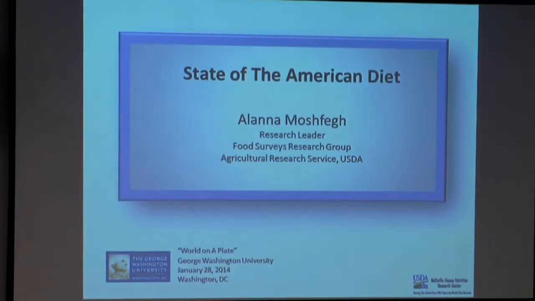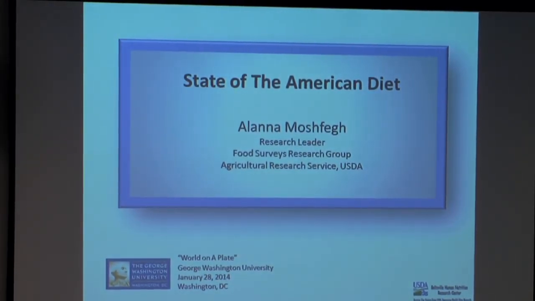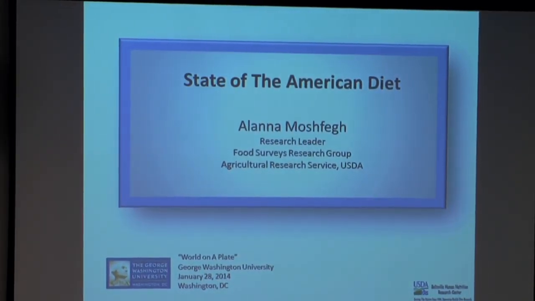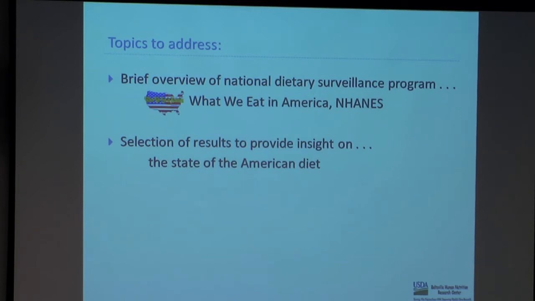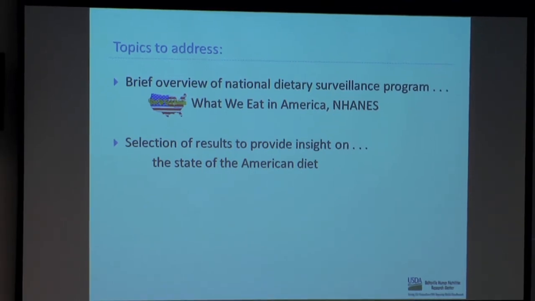And so I'm going to talk about the state of the American diet. My husband always tells me, well, it's easy to talk about that. In 2 words, we eat too much. That's the state of the American diet. There's a little more to it than that. So I'm going to start with first giving you an overview of what your federal government does for you in terms of our national surveillance program to look at the health and nutritional status of Americans.